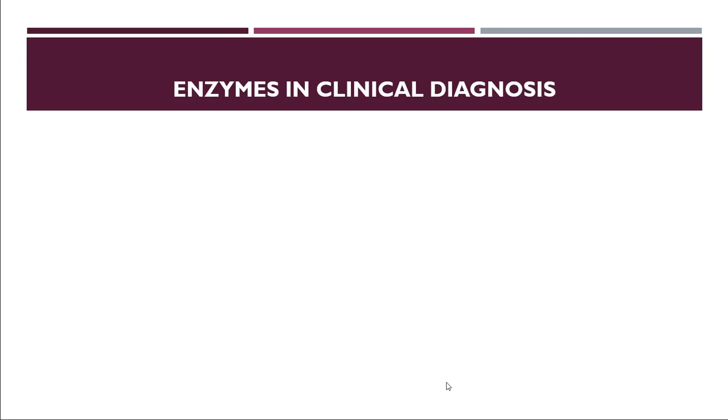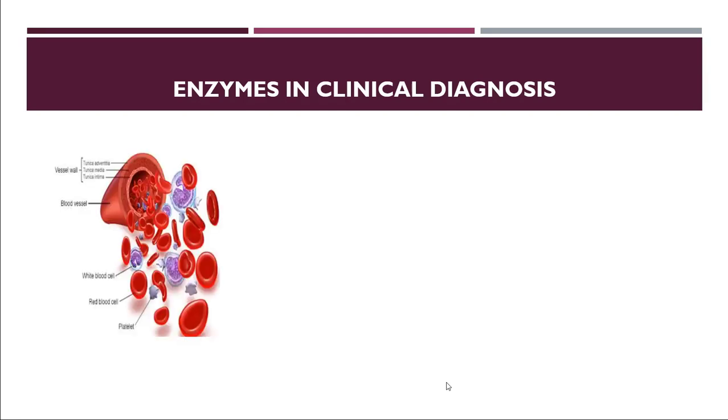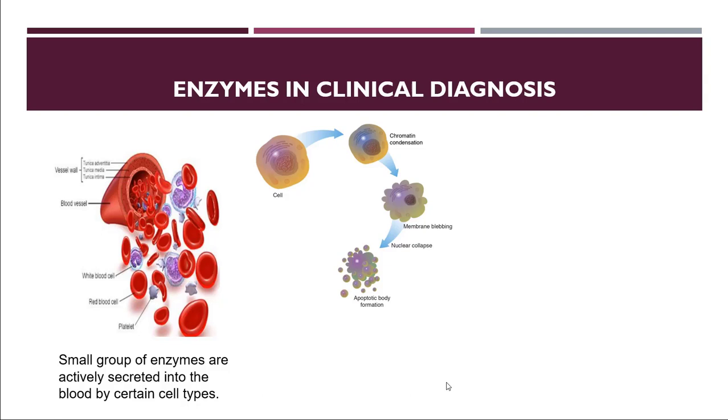Okay, next is enzymes in clinical diagnosis. Now there is only a small group of enzymes that are actively secreted in the blood. Most of the enzymes work within the cell. And when the cell goes through the process of apoptosis, those enzymes get released into the blood plasma. So enzymes are released by apoptosis into the blood. There's also a process to remove them, so it balances the concentration of those enzymes in our body.